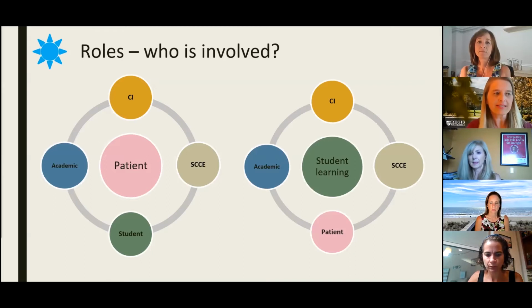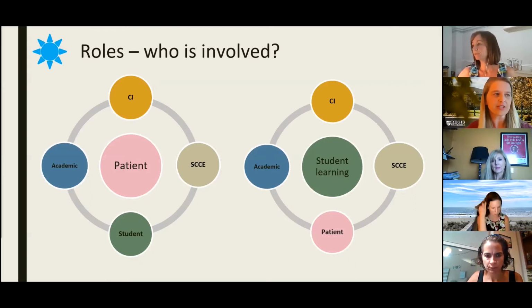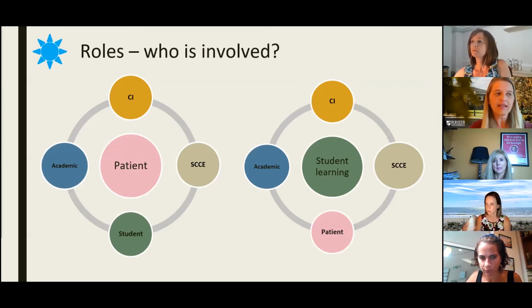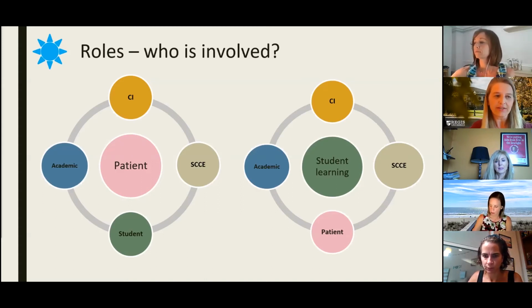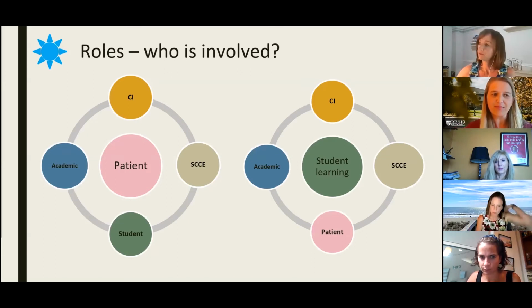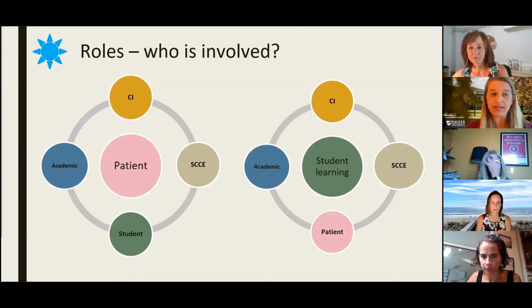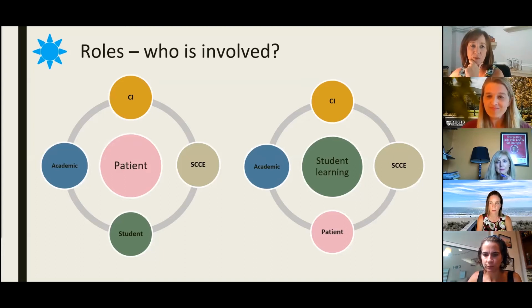However, if we look at the second model, this visual represents more of a culture of education. This is one where the SCCE, the CI, the academic, and even the patient now become educators. When we support education and the focus is there, can you think of anyone else that maybe could be missing from this model that can help us in our quest to educate the student? You can throw those in the chat.